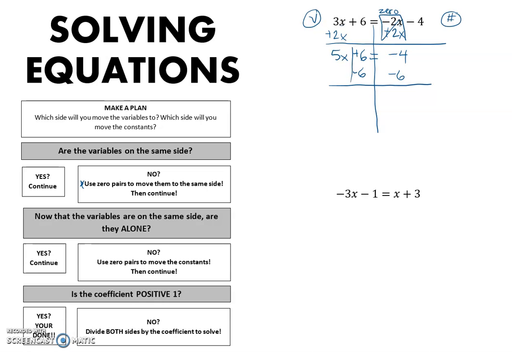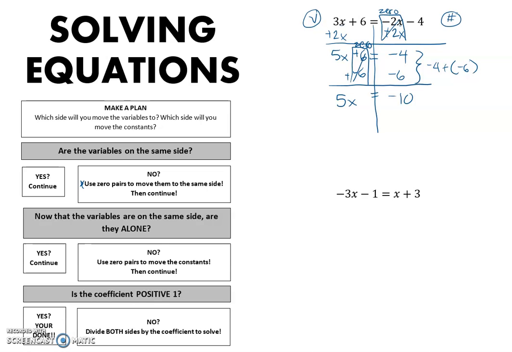All right. Then you add your rows together. So I have 5x, 6 plus negative 6, right? That's a 0 pair, so I don't have that anymore, okay? And then I have negative 4 plus negative 6, okay? We're adding more negatives, so we're going to get even more negative. That's going to be negative 10. Okay, variables are on one side, constants are on the other.